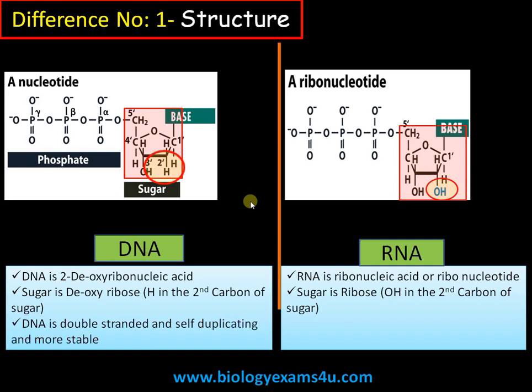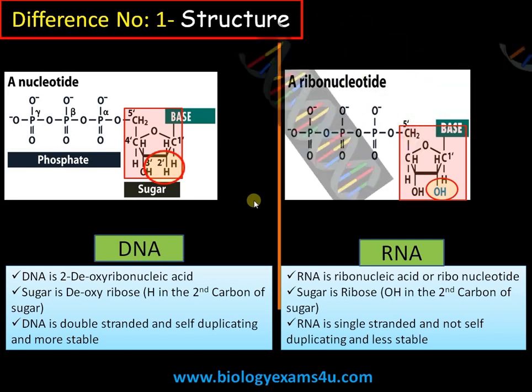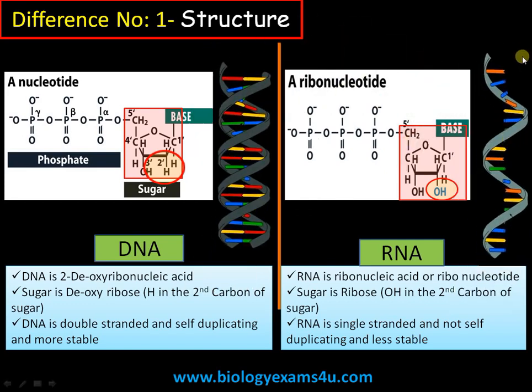DNA is double-stranded and self-duplicating and is comparatively more stable, whereas RNA is single-stranded, not self-duplicating, and is less stable. DNA is double-stranded, whereas RNA is single-stranded. The stability of DNA is due to the presence of this hydrogen group at the second position, whereas in the case of RNA, it is ribose sugar. At the second position, there is an OH group, a hydroxyl group, which is more reactive, so RNA is more reactive compared to DNA, making it less stable.